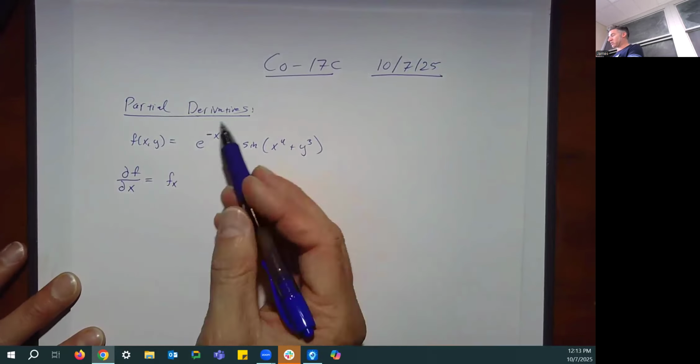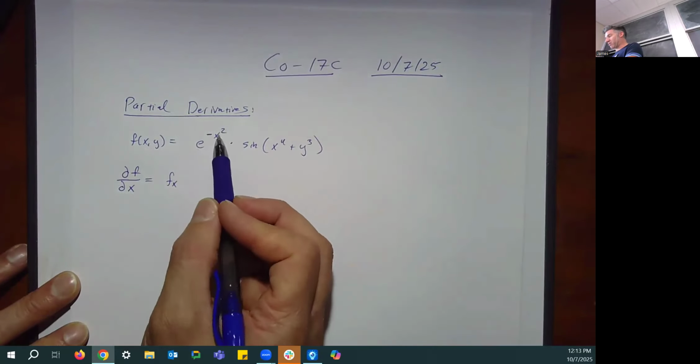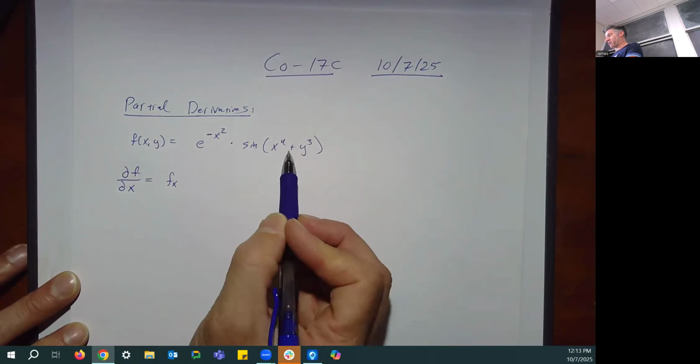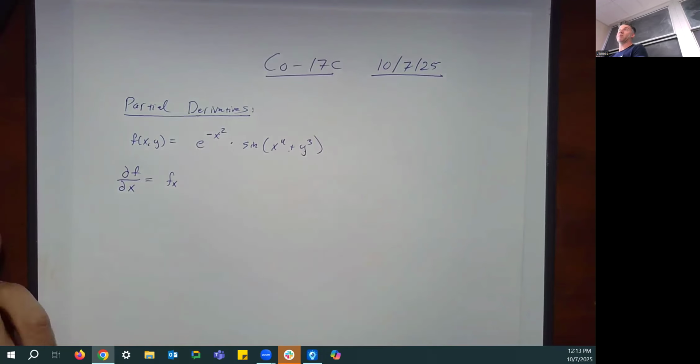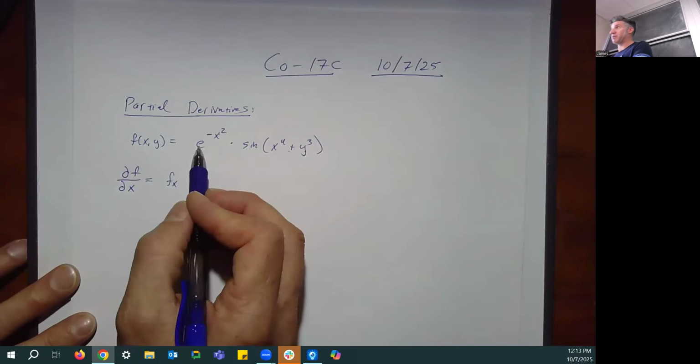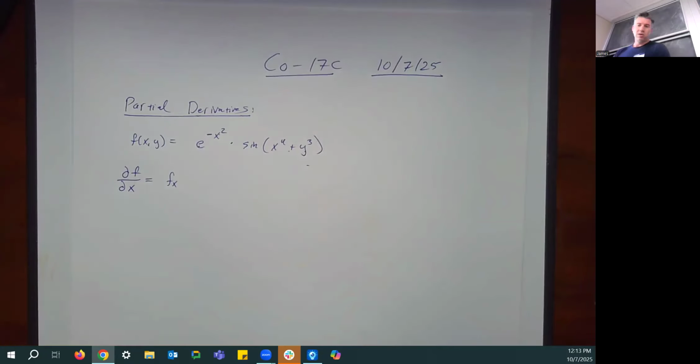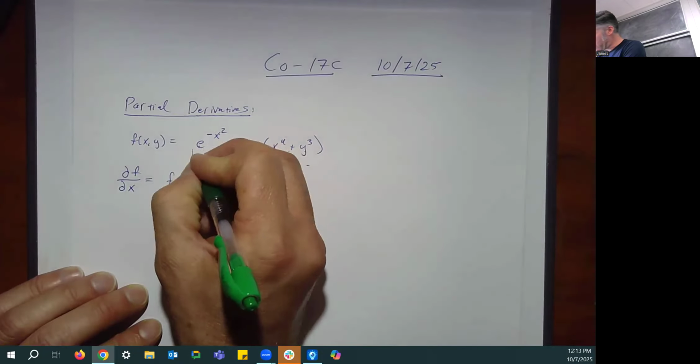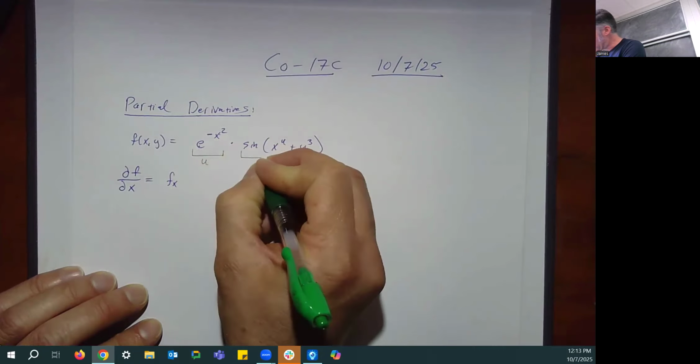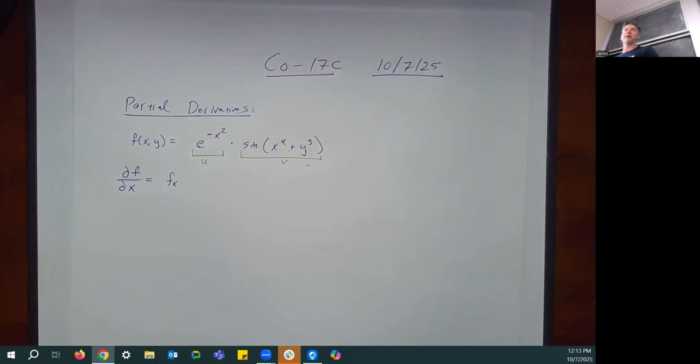So as far as this is concerned, we have e to the negative x squared times sine of x to the fourth plus a constant as far as this partial derivative is concerned. Unfortunately, that means we're going to have to use the product rule, because we have a function of x times another function of x. You don't need to do this next part, but you can call this function u and this function v, and just remind yourselves we're doing the derivative of u times v plus u times the derivative of v.